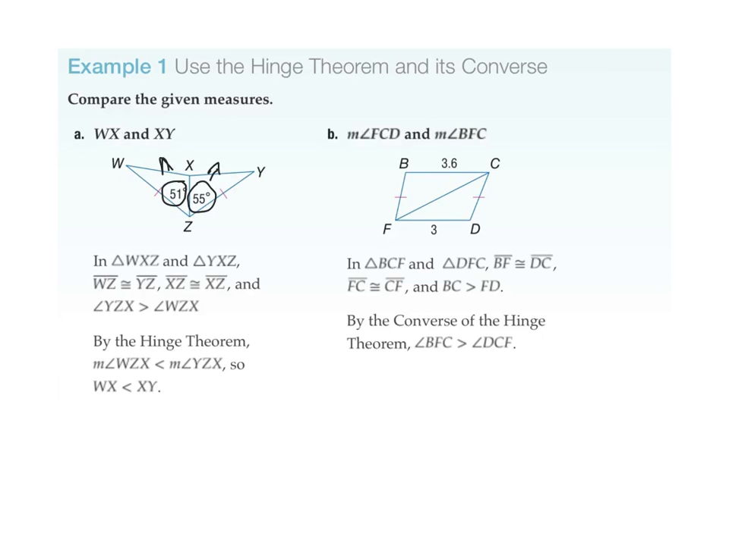Be careful also with the type of questions, because look what we've got here. Okay, by the converse. In other words, in question A, you were given the angles and you had to find the sides. In question B, you've got the sides, so you need to find the angles. What do you know? That the sides opposite the angles must be different in size. So that's the converse of the hinge theorem.